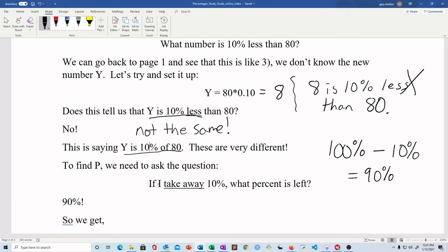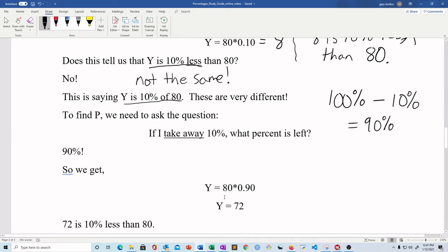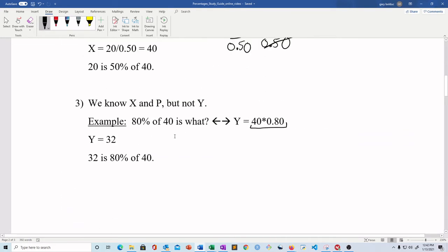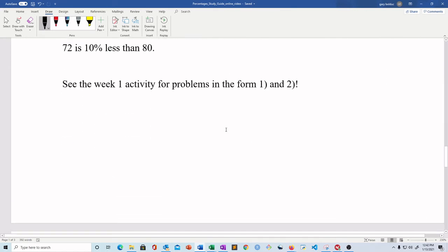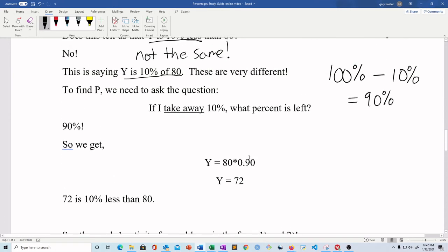I've just tried to trick you with this question. When I say what's 10% less than 80, I'm trickily just saying what's 90% of 80. We know how to solve that. Take your percentage, plug it into p, multiply by 80, right? This is form number 3 above. I know my start, I know my p. I was just trying to trick you a little. That's it. You take your 90%, the what's left over, you multiply by 80, and you get 72. 72 is 10% less than 80. Boom.